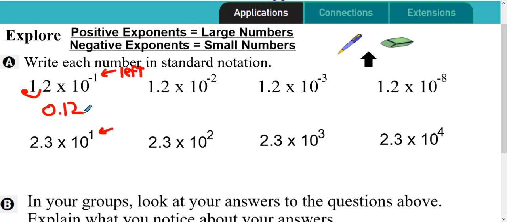All right. And this one, it's going to be a small number, and this is to the left again. So I have 1.2, and I'm going to move it to the left twice, and I'm going to put a 0 and a 0. So you have 0.01.